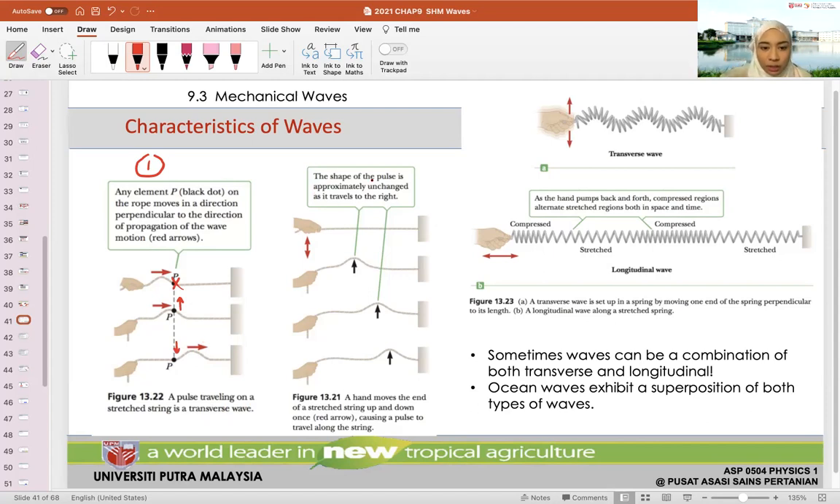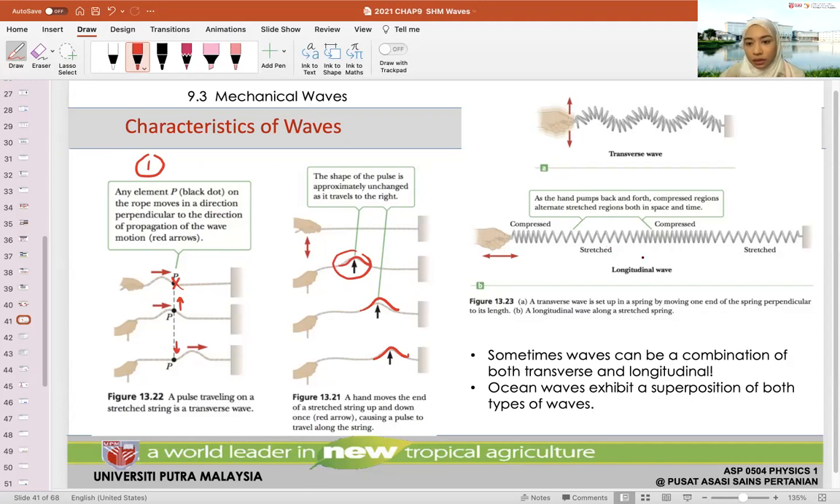Okay, and then the next one, the shape of the pulse is approximately unchanged as it travels to the right. So you can see again, this guy is flicking the string. And this pulse travels and it maintains the same shape. There's no change. The shape is maintained. So this is the property of a wave or a pulse. As it travels through the same medium, for example in this case the medium is the string, the shape will not change. And if it is a transverse type of wave, you know that the particle will go up and down perpendicular to the motion of the wave.